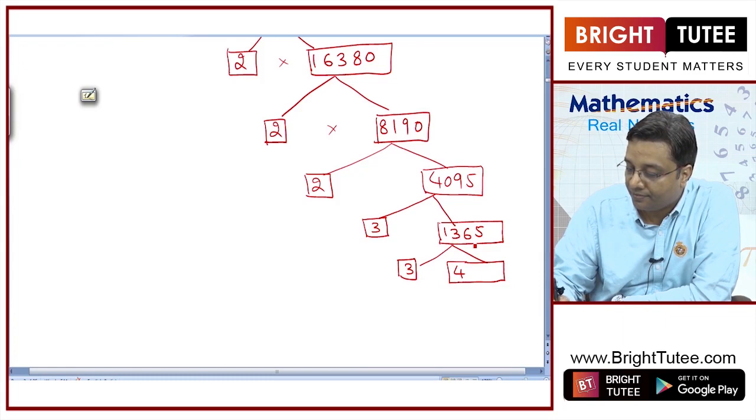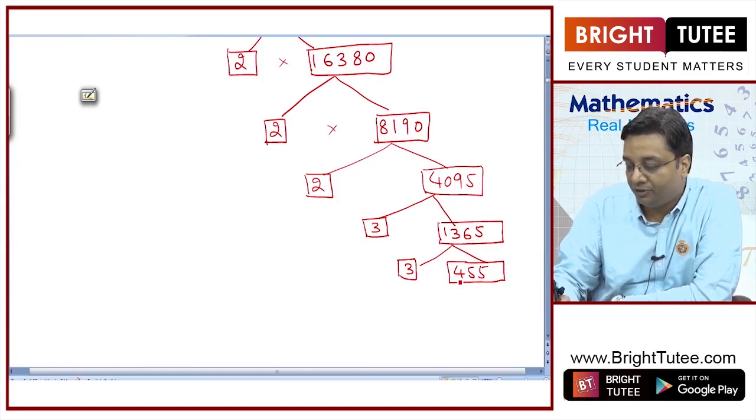4, 5, 5, right? Now if you check the sum of digits, 4 plus 5, 9 plus 5, 14, it is not divisible by 3. So the next prime is 5, and yes, it is divisible by 5 because the last digit you see is 5, right? So let's divide it by 5.